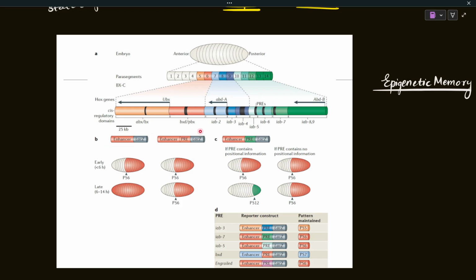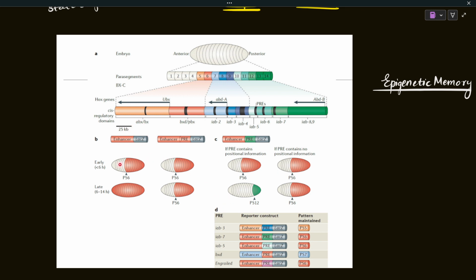Here we have the gene enhancer coupled with the Polycomb response element, while here the gene enhancer is coupled with the Polycomb response element of another gene. Let's say there is a Polycomb response element present here that is coupled with this enhancer, and here the enhancer is coupled with its own Polycomb response element. So these are the different cases.